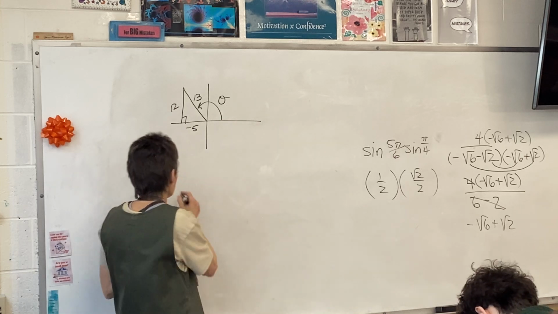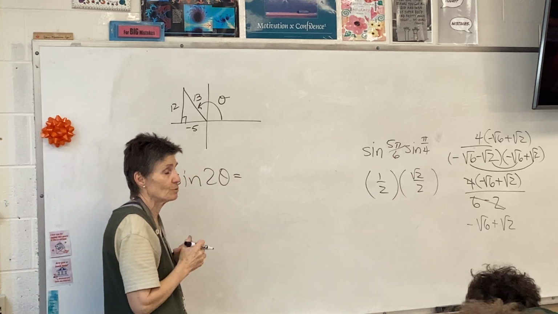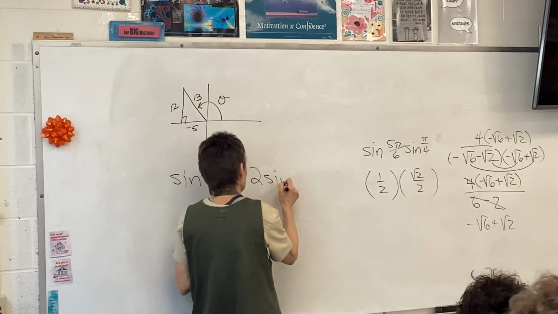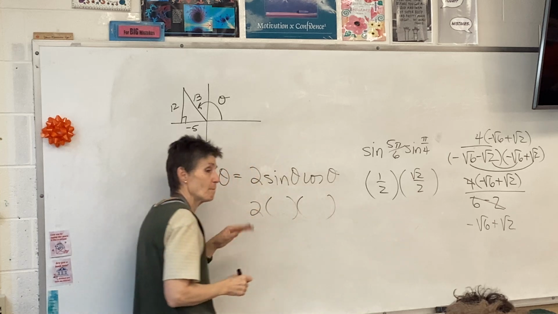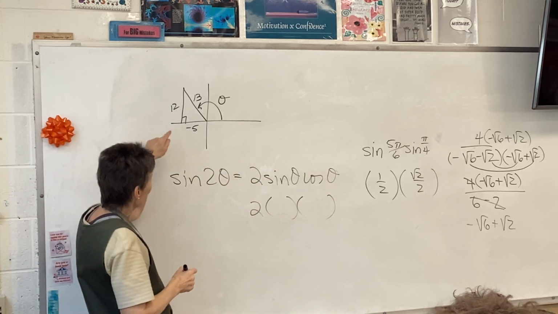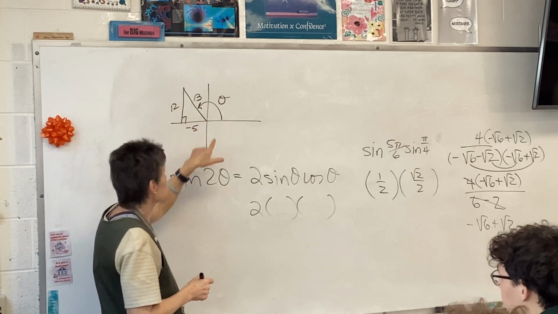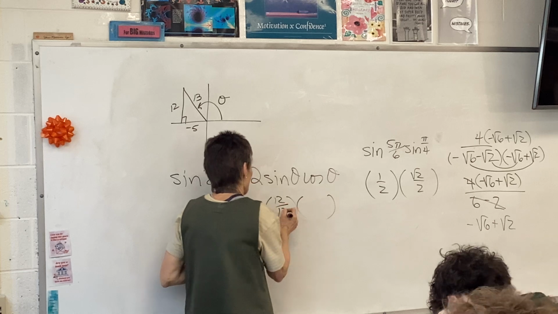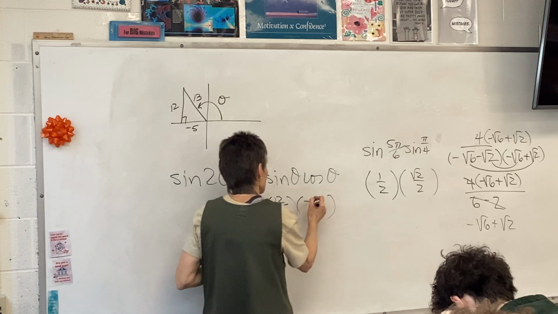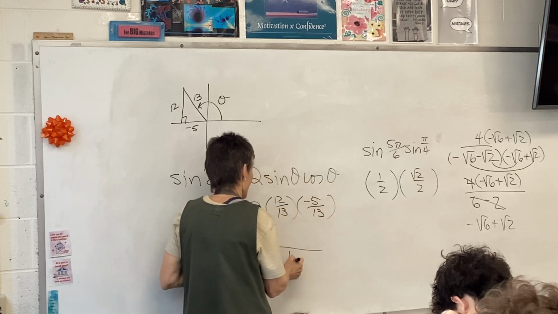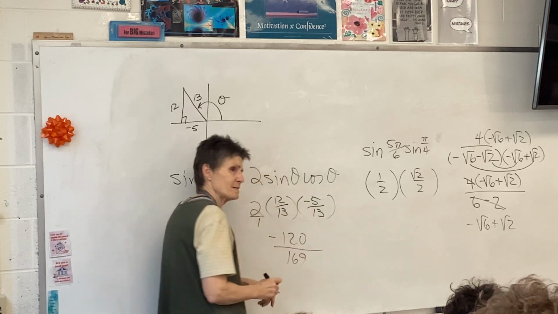Now I'm finding the sine of 2 theta. What's my formula for the sine of 2 theta? 2 sine cosine. So then I'll just pull the numbers off my picture. What's the sine of that angle? Y over R, so 12/13. And the cosine is negative 5/13. So when I multiply, I get negative 120 over 169.